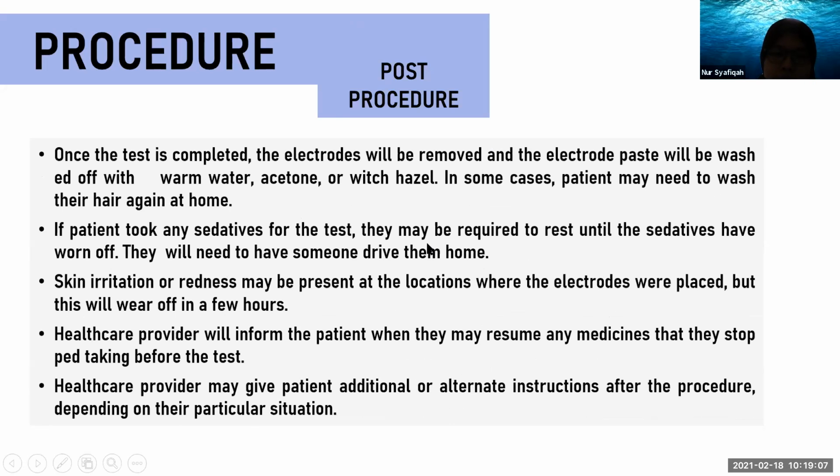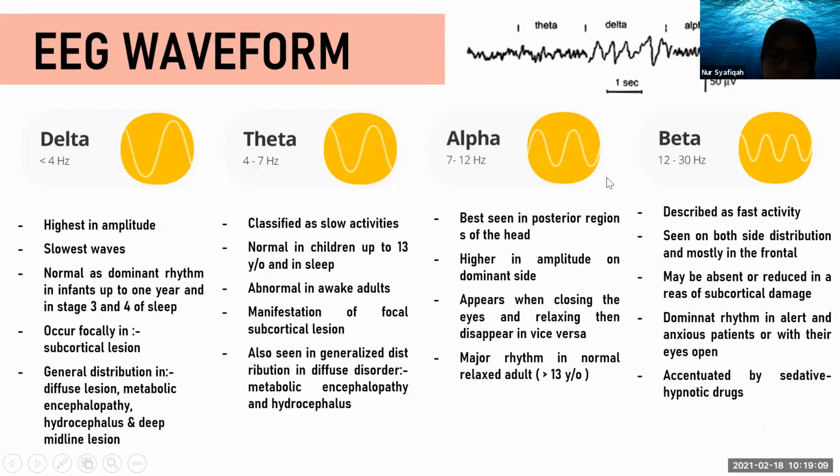Okay, so next we have EEG waveforms. We have 4 types of EEG waveform. The first is delta, where the frequency is less than 4 Hz. It has the highest amplitude but the slowest wave. It is normal as the dominant rhythm in infants up to 1 year and in stages 3 and 4 of sleep. It can occur focally in subcortical lesions, and in general distribution in diffuse lesions, metabolic encephalopathy, hydrocephalus, and deep midline lesions.